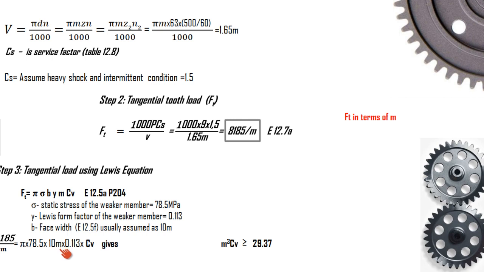and ultimately we are going to get this equation in terms of m cube CV greater than or equal to 29.37, and that is how the value you have to obtain. You have to obtain the entire value in terms of module.